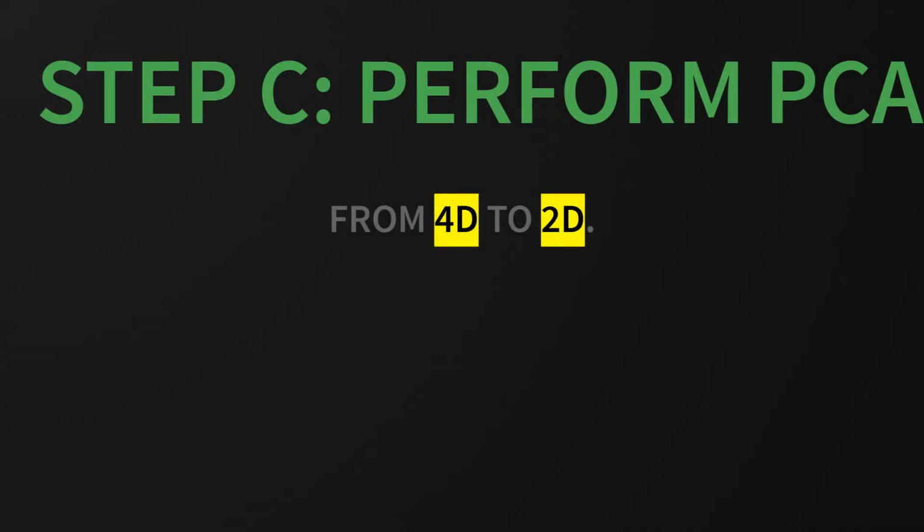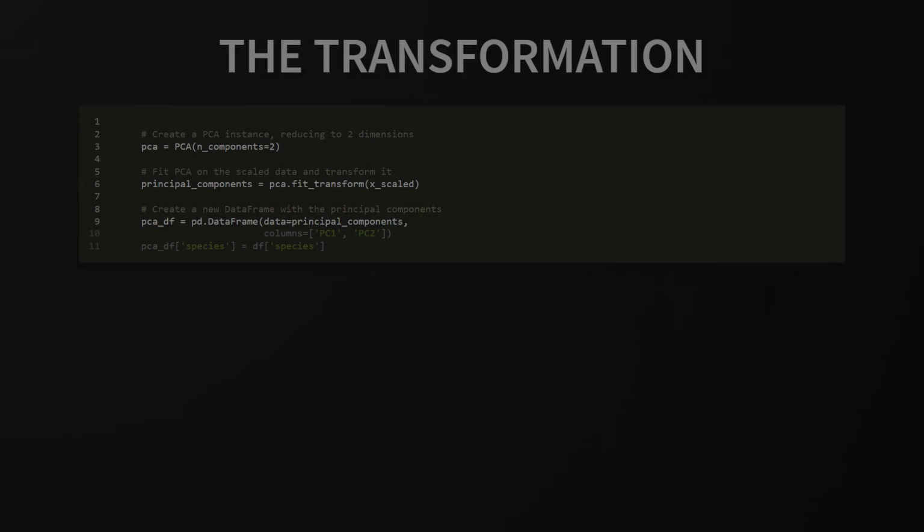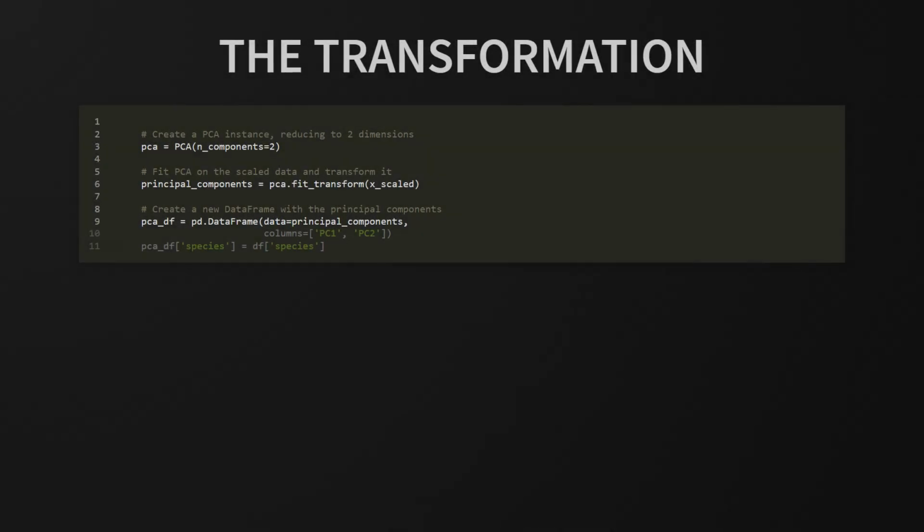Now for the main event. We're ready to apply PCA. Our goal is to reduce the 4 features down to just 2 principal components for easy visualization. Here's the core of the algorithm. We create a PCA object and tell it we want 2 components. Then, we call fit_transform on our standardized data. This single command does all the complex linear algebra for us.